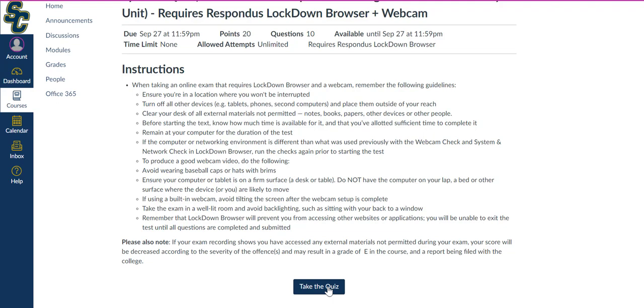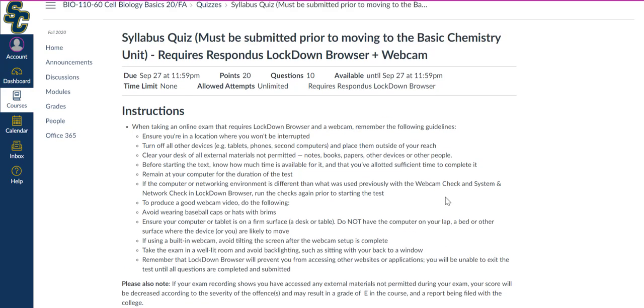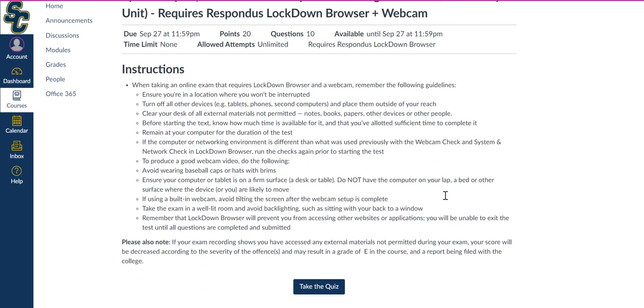Then when you click on take the quiz, this is how you're going to set up your Lockdown browser. There isn't some separate link somewhere to be able to access that. What you need to do is go in to start taking the quiz, and then it will prompt you to download the Respondus Lockdown browser. Once you do that, it'll download a file that you'll need to open and run so that it'll work on your computer. And then once you have run that program that has been downloaded, you can access the Lockdown browser.